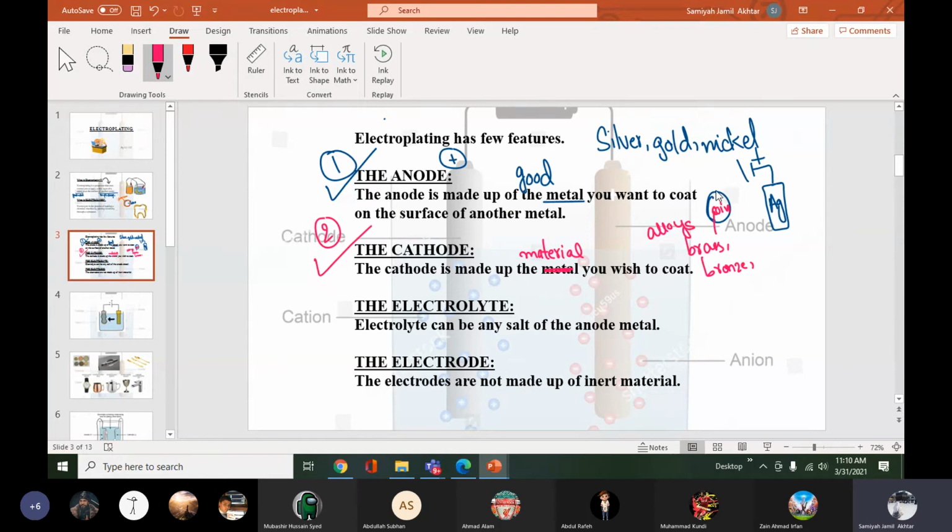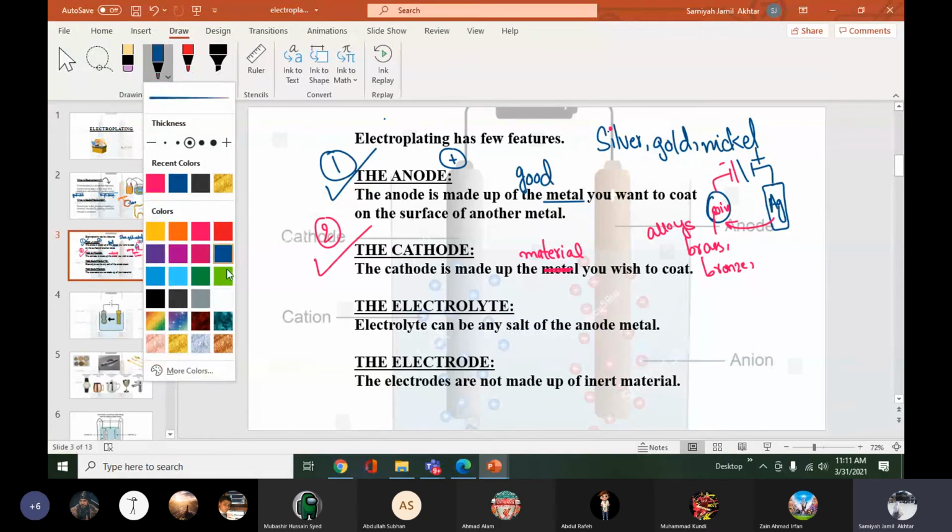The material which you wish to coat will be the cathode, so you will connect this coin with the negative terminal. When they both attract each other, the Ag, the silver from here, will be transferred to the coin. But there is an electrolyte role also in it.